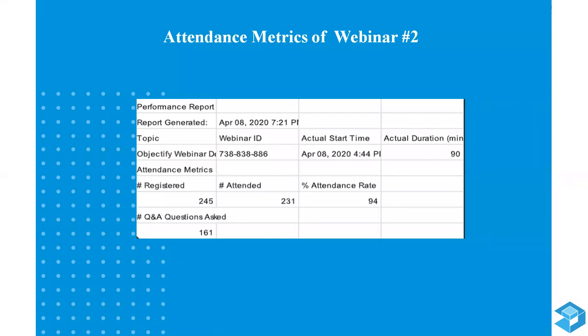So here is an attendance sheet. From here, I think Mr. Ashish will be taking up. Ashish? Yes. Hi, everybody. I'll present the attendance metrics of the last webinar. We had around 245 people registered and 231 attended. We had a 94% attendance rate, and it was an overwhelming response. We had around 161 questions which came up, plus a lot of them came in the chat.